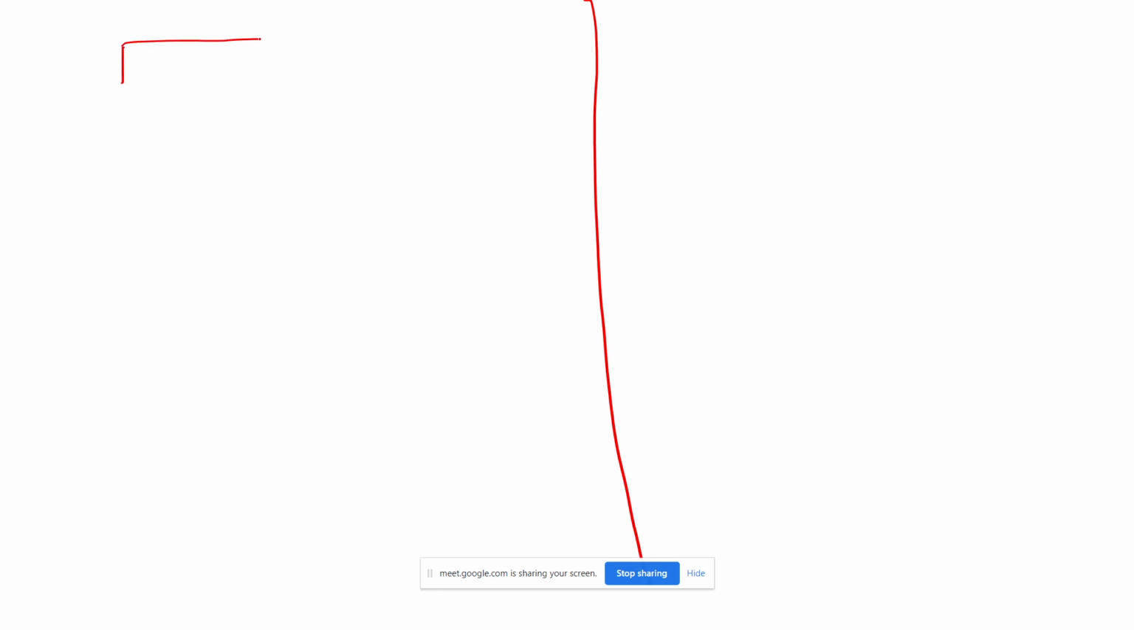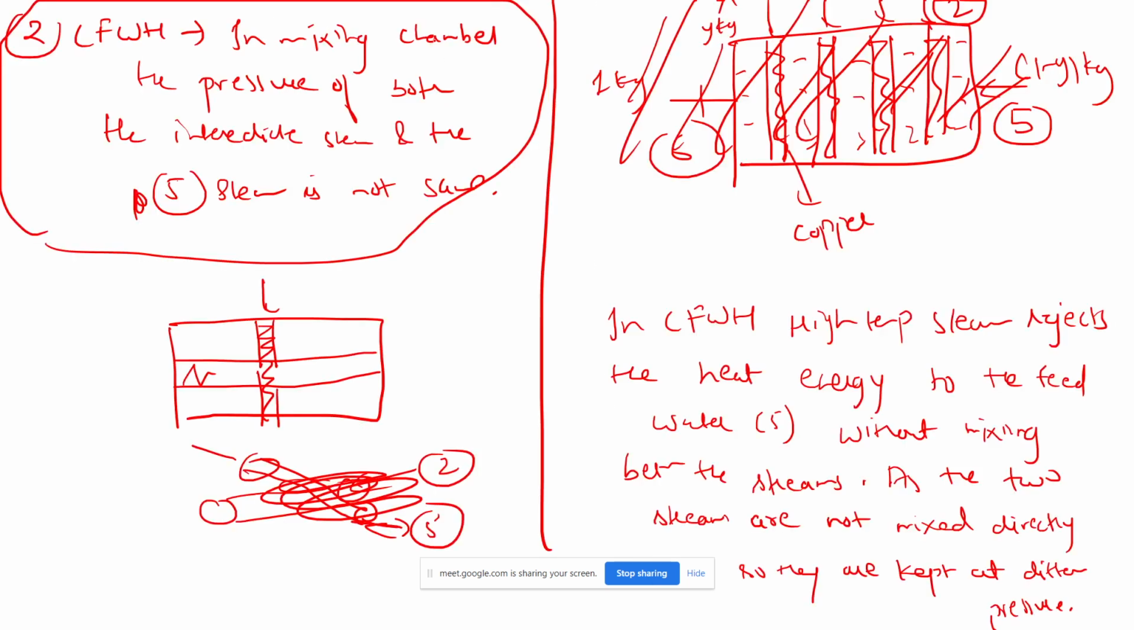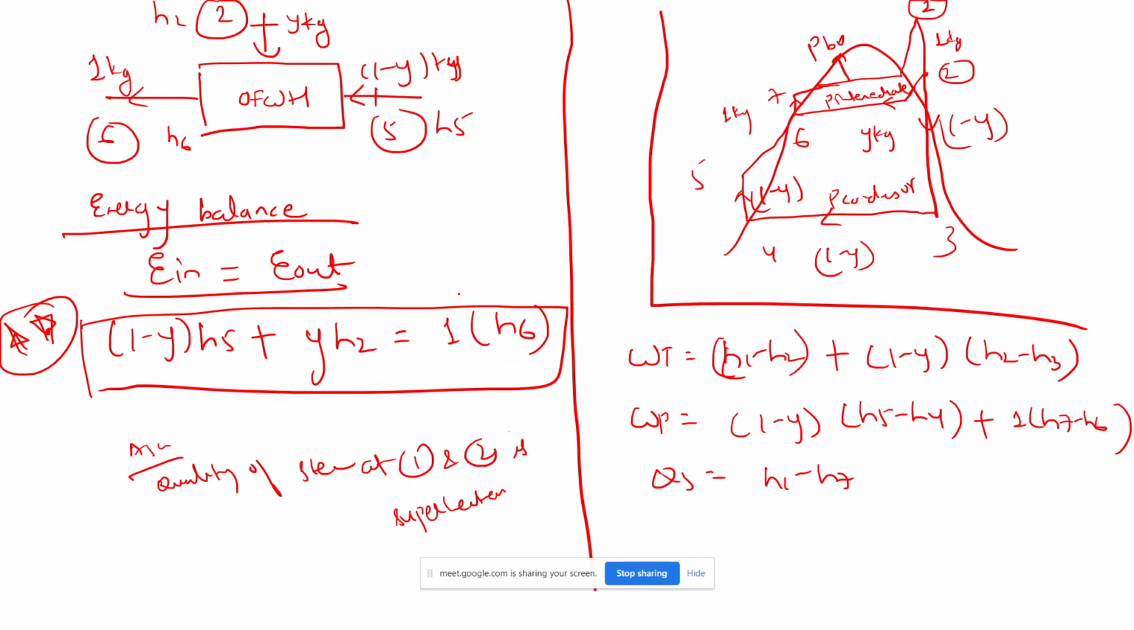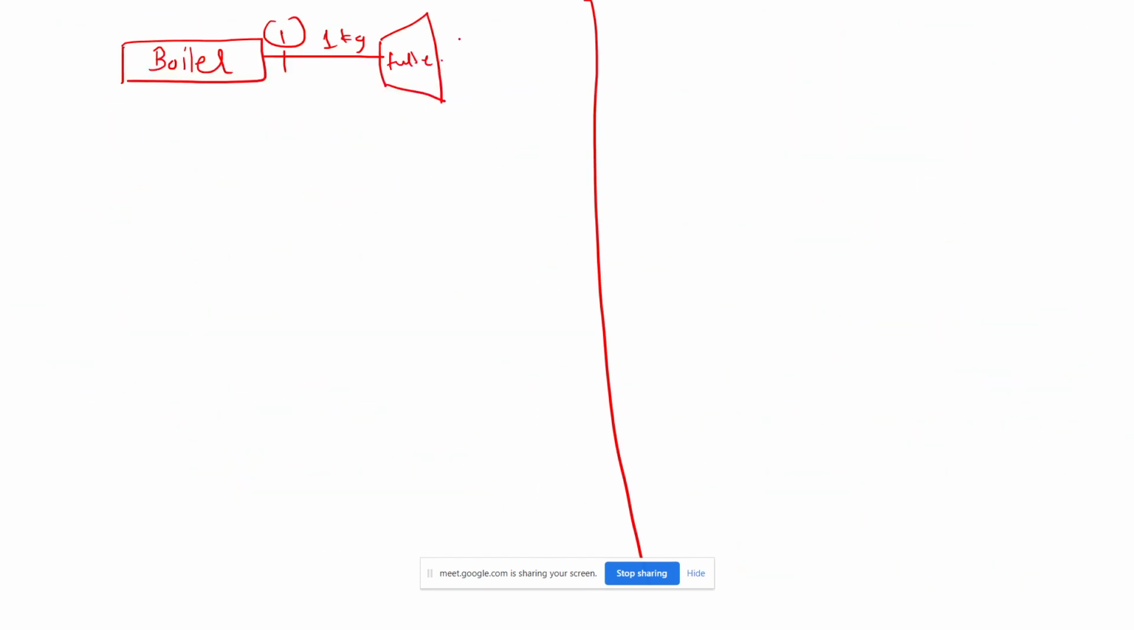Suppose it is a boiler. From here it is 0.1, it is 1 kg. This is the turbine. In the previous case also it is a turbine, one turbine only. Only for viewing purposes I have shown it as turbine 2, but it is turbine 1 only. At the intermediate stage we will extract y kg of steam, and the remaining 1 minus y we will allow to expand.